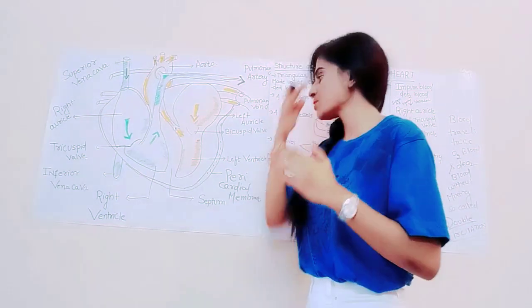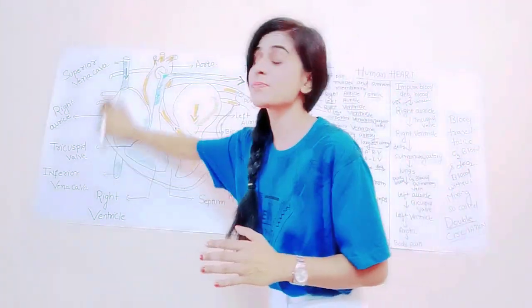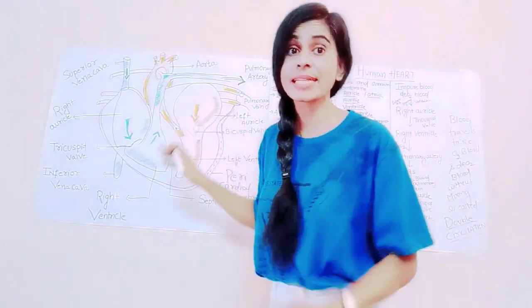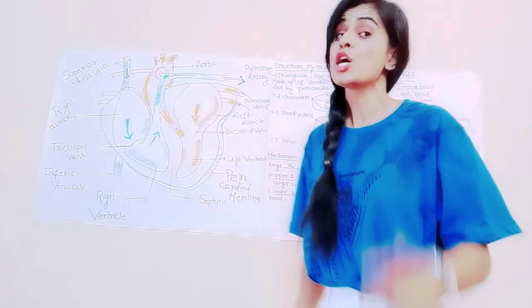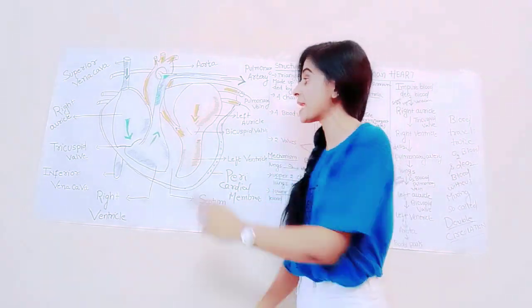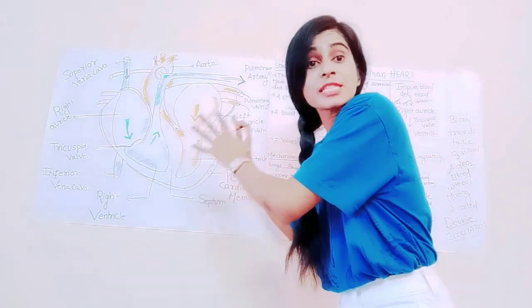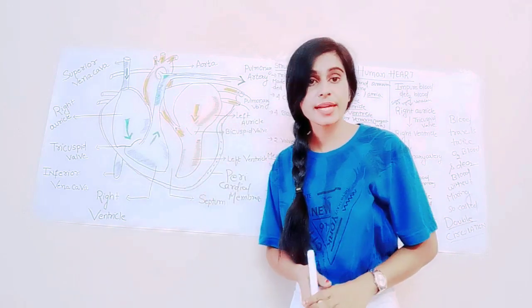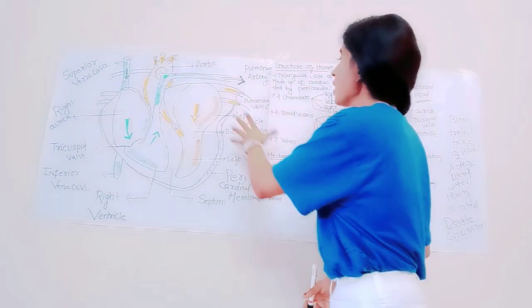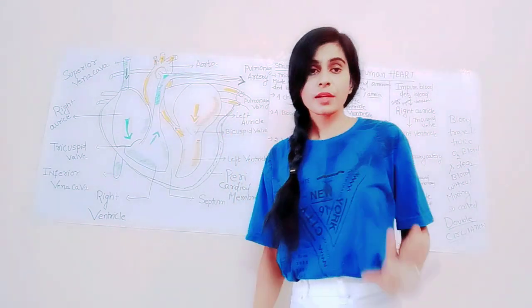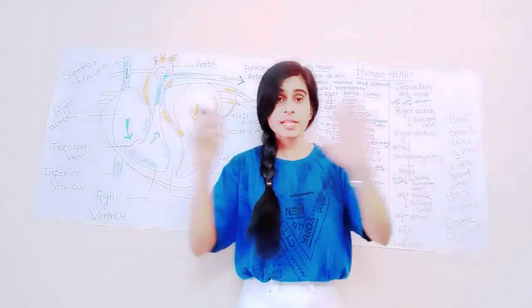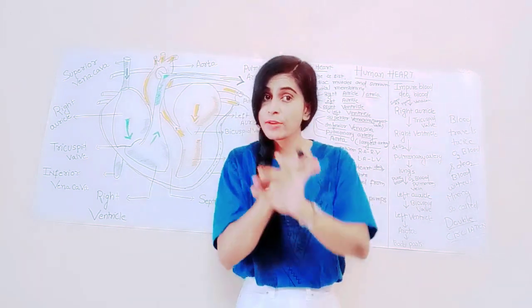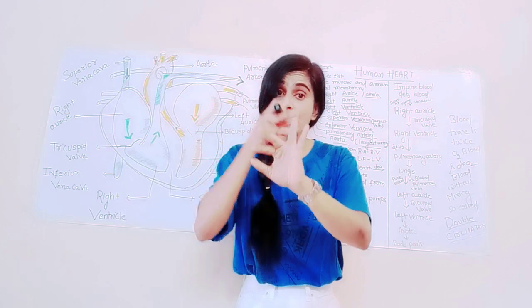Next move. This heart is made up of cardiac muscles. We have read in 9th class the various types of muscles. So the cardiac muscles build up the heart. Understood, children? The heart is made up of cardiac muscles. Okay. First, the structure of the heart: it is triangular in shape. It is the size of a fist.